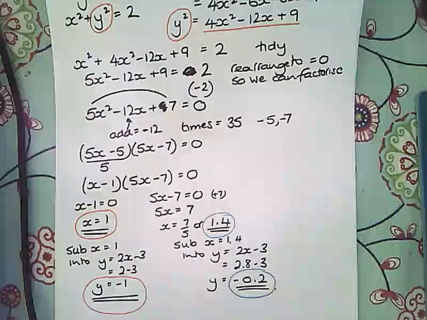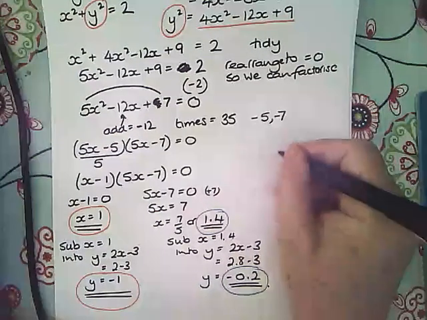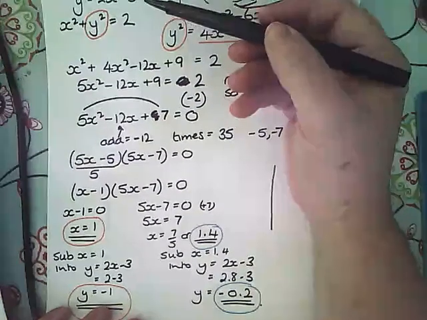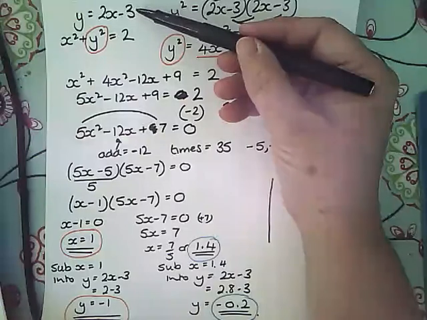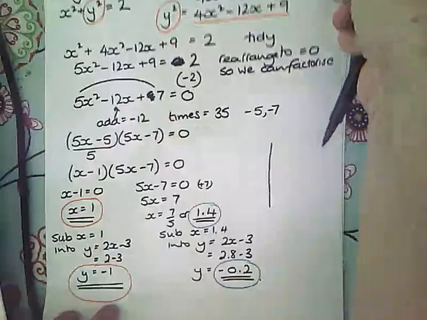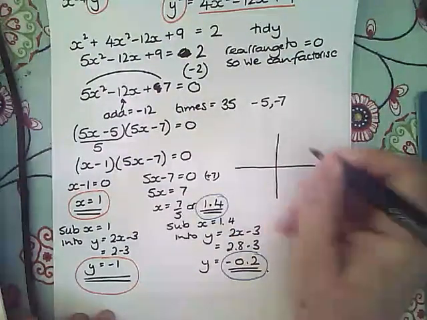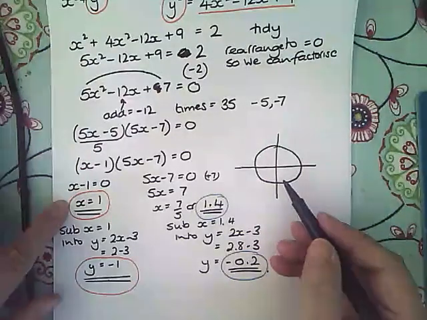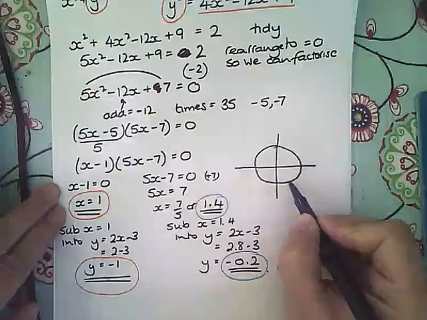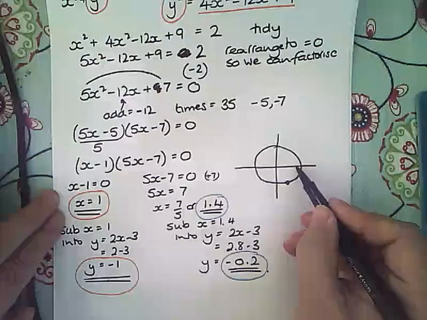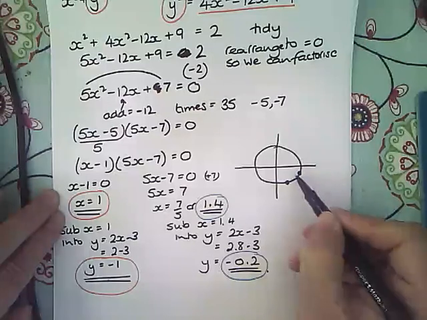And although you probably won't be asked for it, just for interest's sake, what they represent is where that line, the linear bit of the equation here, y equals 2x minus 3, intersects with this circle, x squared plus y squared equals 2. And if I just draw a circle, not a very good one, and we think about these 2 points, this first one, the coordinates, x equals 1, y equals minus 1, might be about here. And this one, x is a bit bigger, and y is a little bit closer to 0.